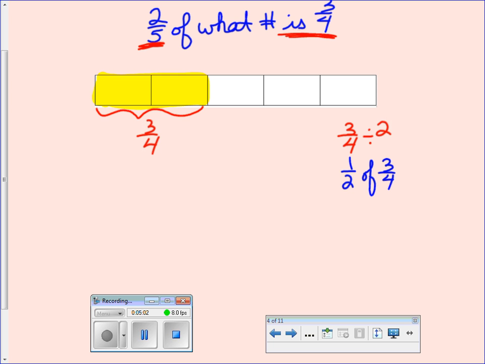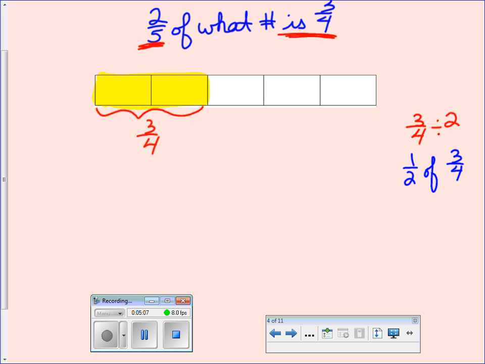What does of mean? This is like a little timeout. We're doing a little timeout lesson over here. What does of mean? What operation does of mean? Times. So isn't that the same thing as 1/2 times 3/4? Yes or no? Multiplication means I can switch the order because of the commutative property.